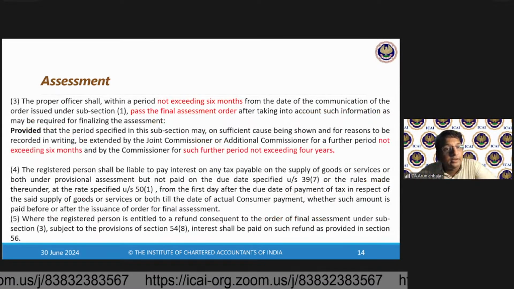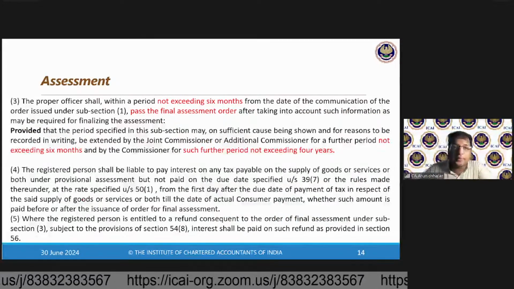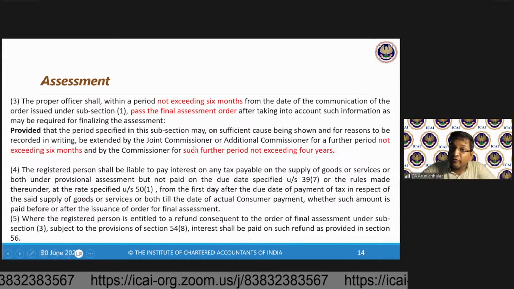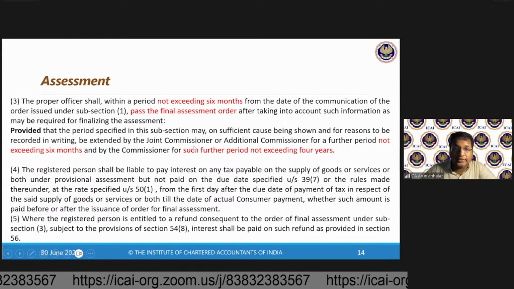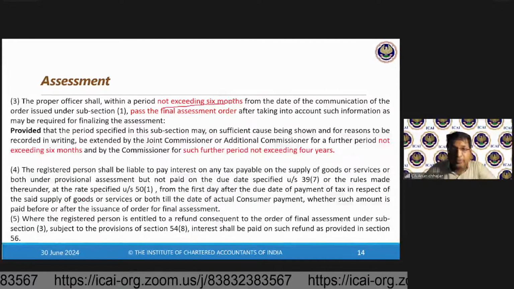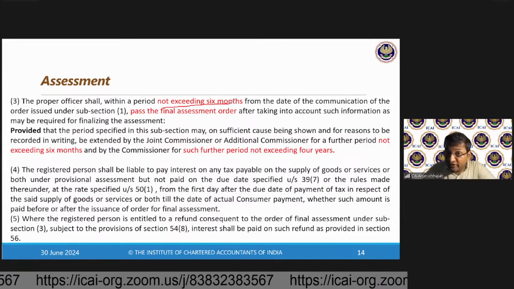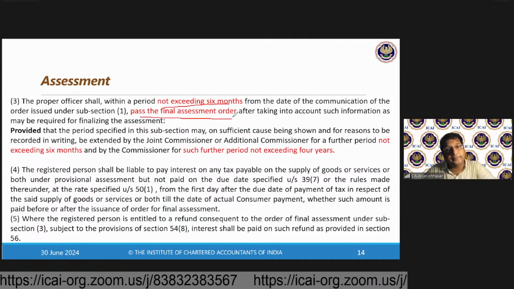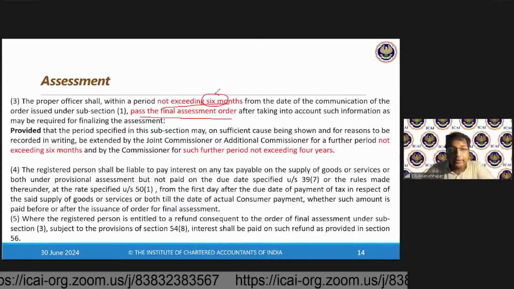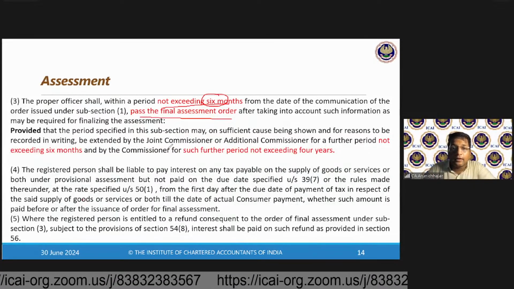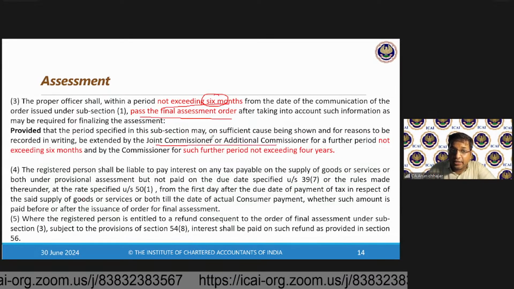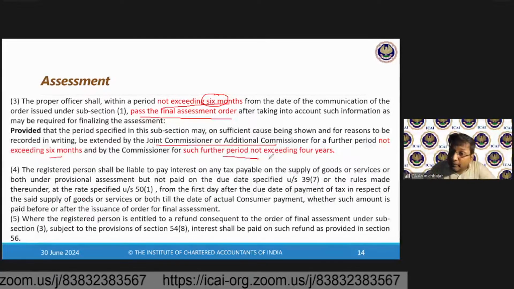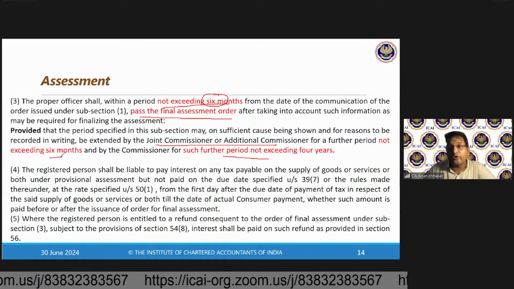Then they are saying final assessment. What is the final assessment? Once the provisional assessment order has been passed, then within a period of 6 months from the provisional assessment order, the officer will pass the final assessment order. This 6 month time can be extended by joint commissioner or additional commissioner by another period of 6 months, and by further period of not exceeding 4 years by the commissioner.